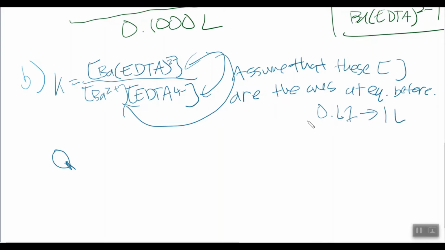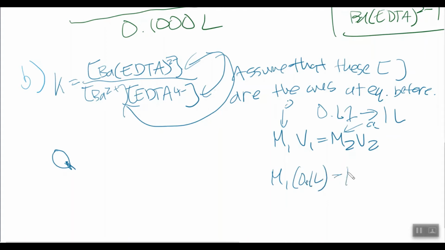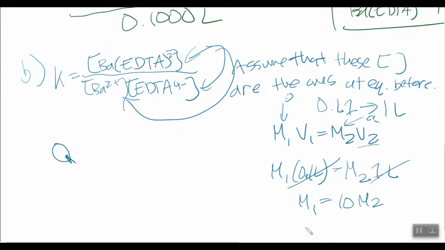Well, we can use a simple equation called M1V1 equals M2V2. This is the original, and this is the concentration after dilution. So before, M1 times 0.1 liters is equal to the final concentration times V2, which was 1 liter. If I divide both sides by 0.1, we would get M1 equals 10 times M2, but we want the concentration of M2 alone. So, therefore, M1 over 10 is equal to M2.